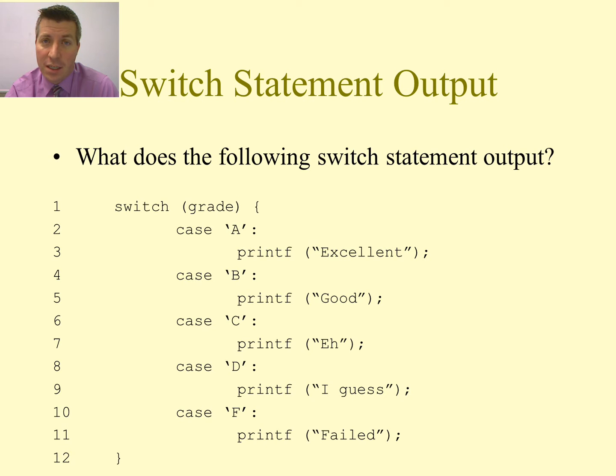If a capital C is the case, it's going to print out A, I guess, and failed. If it's a capital B, it's going to print good, A, I guess, and failed. And if the grade was a capital A, it's going to print out excellent, good, A, I guess, and failed. Again, this is by design.